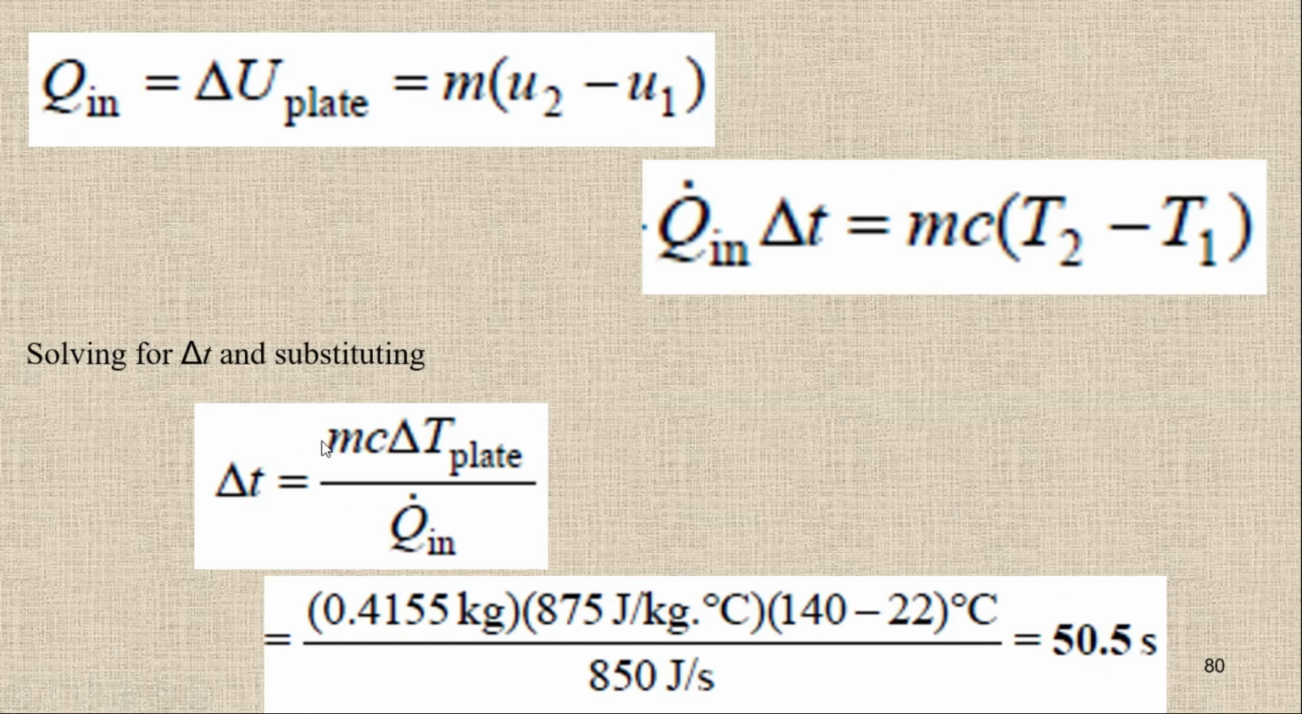So this is mass, delta T, C values, then delta T divided by Q dot, and then you will get 50.5 seconds, and this is the time to reach the base plate temperature from 22 to 140 degrees Celsius.